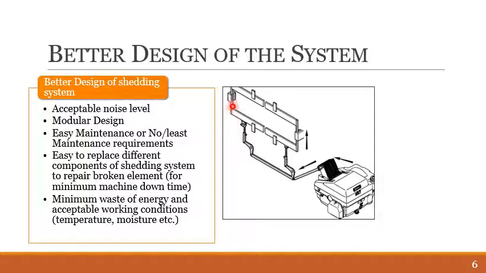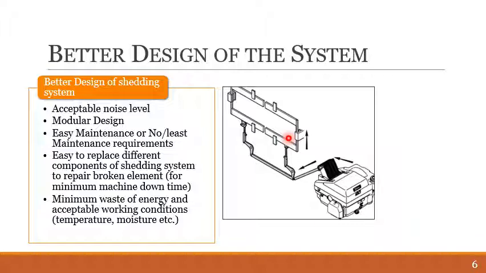Shading system must also ensure that any element that is being used in the shading system, either it is frames or components of the frames, or the connection rods, or maybe the components of the shading system itself, must be easily replaceable, so that it is a maintainable and repairable system. This access should be easier, so that if there is a breakage in the system, it must be repaired with the minimum downtime of the machine.